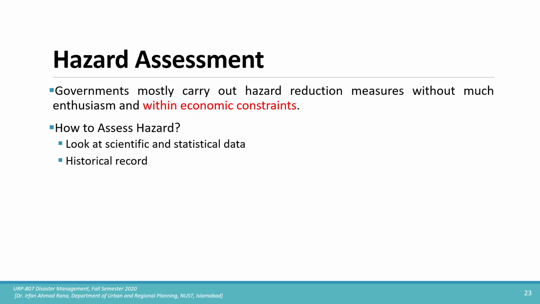Then there are your historical records. You might extract information from these assessments, and let's say in particular events which have happened in the past, we might look into them and have some records. These records are important in understanding present and future hazards.